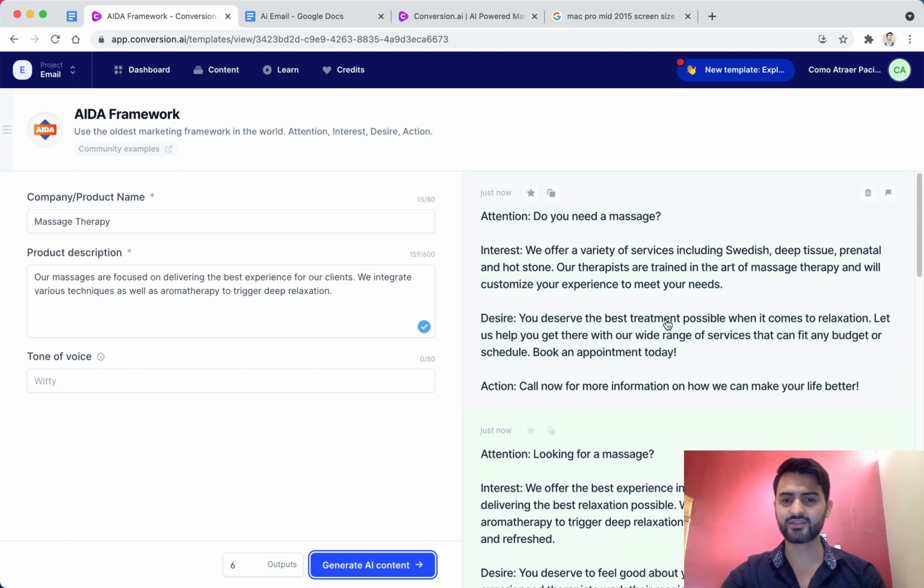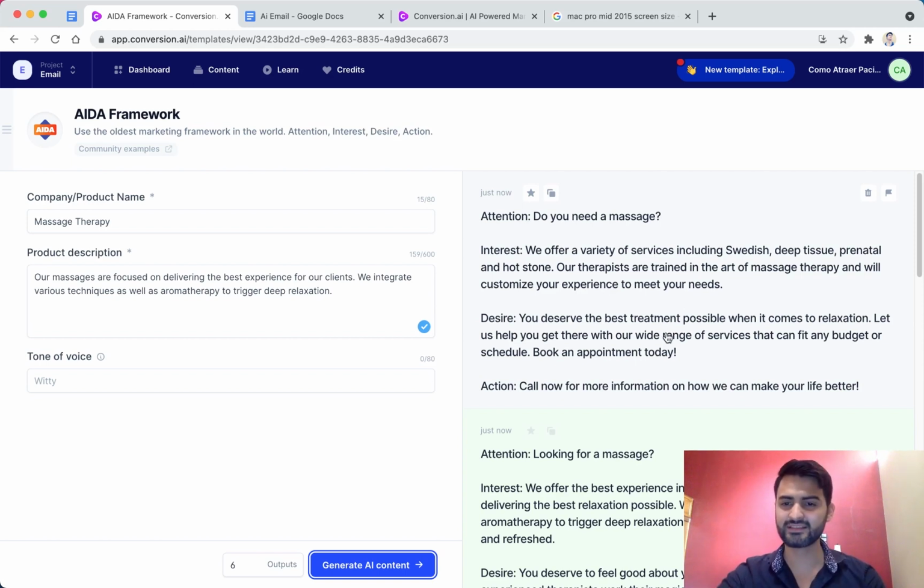So, do you need a massage? We offer a variety of services, including Swedish massage, deep tissue, prenatal, and hot stone. Our therapists are trained in the art of massage therapy and will customize your experience to meet your needs. Okay, so something to pay attention to here is that I didn't even talk about Swedish massage, deep tissue, prenatal massage. I didn't talk about any of this in my product description, but this is AI. It knows what I'm talking about. It knows that I'm talking about a massage service, massage therapy. So it has in its intelligence what kind of massages there are. So that's where it's pulling all this data from.